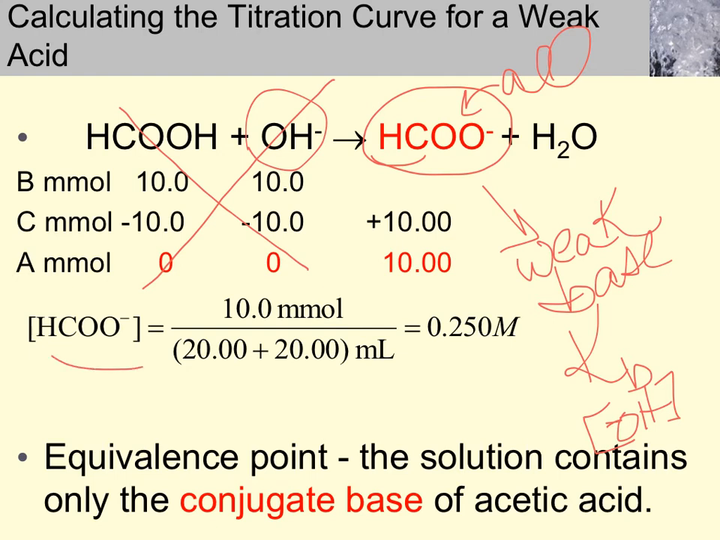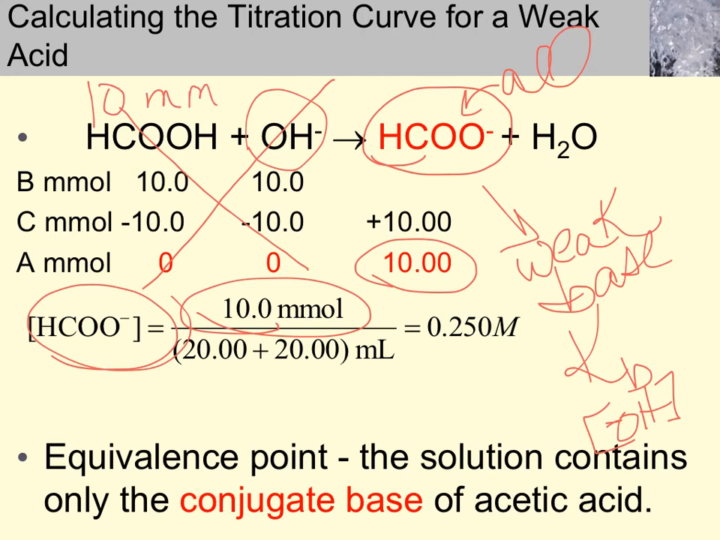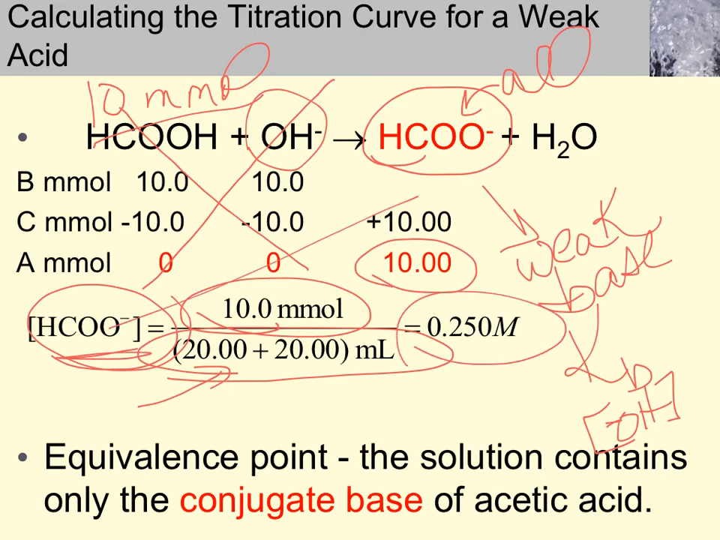So we are going to need the concentration of that conjugate base. We know that we've made 10 millimoles of it. That was the original amount of the weak acid we started with. We also know that the total volume of the solution has increased because we have added titrant. And so the concentration of the conjugate base is 0.250 molar. Let's go ahead and set up our ice table now.